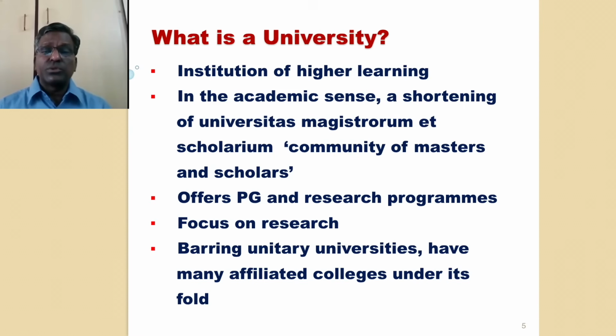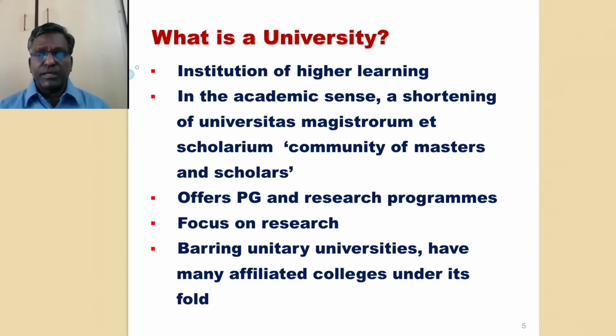Now, if you go back to the source of the word university, when you want to talk of the etymology of the word university, we find that it is a shortening or an abbreviation of the Latin phrase Universitas Magistrorum et Scholarium. That is Latin. In English, it means a community of masters and scholars. So traditionally speaking, particularly from an etymological point of view, a university is a community of masters and scholars.